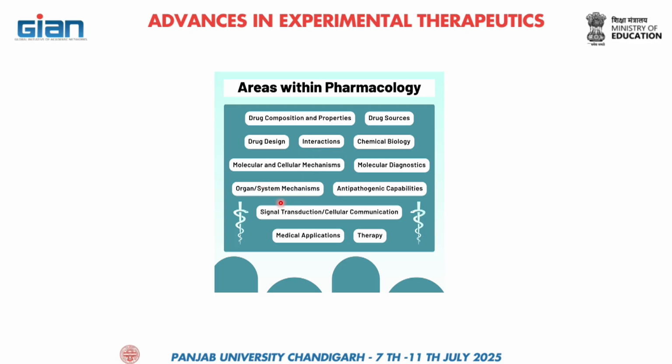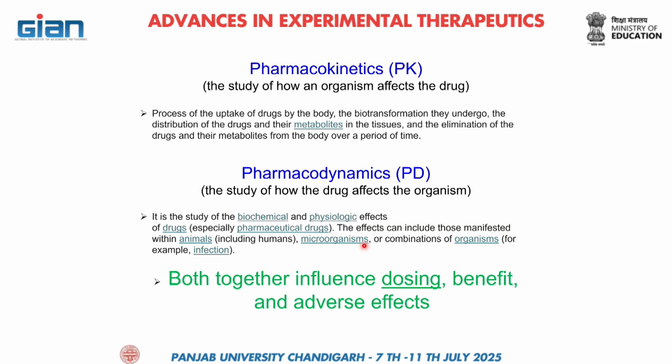Organ systems is working on antipathic capabilities, signal transduction, medical application, therapy, all of these come under pharmacology. So, as I mentioned earlier, pharmacology is a combination of pharmacokinetics and pharmacodynamics. Pharmacokinetics, as you see, is to study how an organism affects the drug, what the body does to the drug.